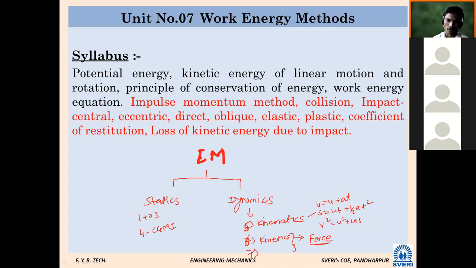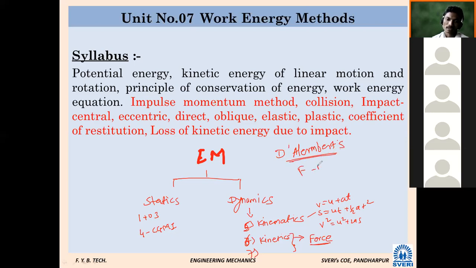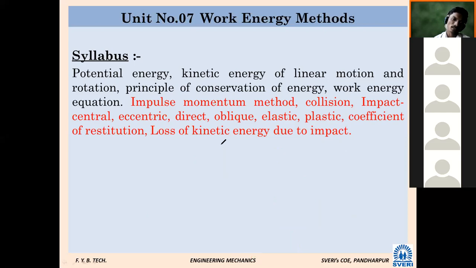Actually, this sixth chapter, whatever we have seen, nothing is there apart from D'Alembert's principle. What is D'Alembert's principle? F minus MA is equal to 0. Actually, this equation is used to convert a dynamic problem into a static problem. So these are the 2 methods.